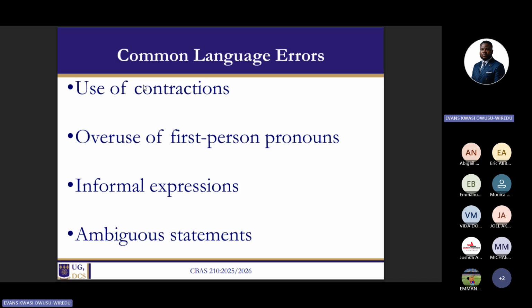So the use of contractions has come again. Overuse of first person pronouns. And then what? Informal expressions, ambiguous statements, and so on. Your statements must be void of ambiguity.